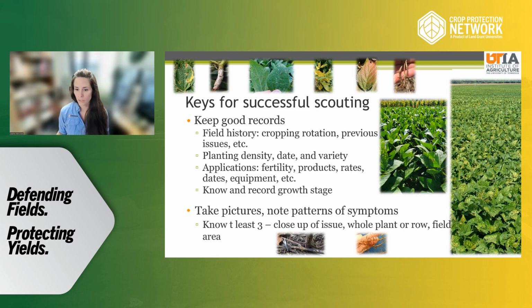Lastly, take pictures. This helps note the patterns of the symptoms you're seeing in the field. Take at least three: one close-up of what you think is the issue, a whole plant or a row, and then the entire field area. Again, as indicated in the pictures on the right of this slide, those really help identify whether the newest growth is showing those symptoms. If there's something else going on in the stem, you even want to dig up plants and look at the roots. All of those things are going to be helpful in identifying and scouting what may or may not be an issue in your field.